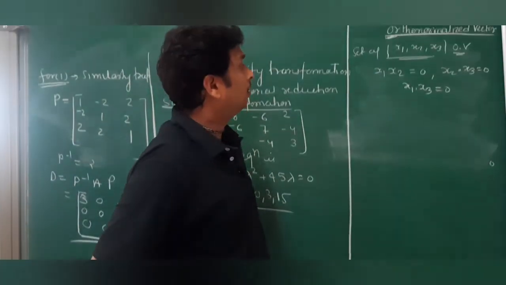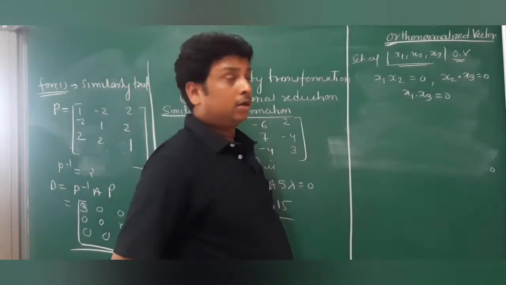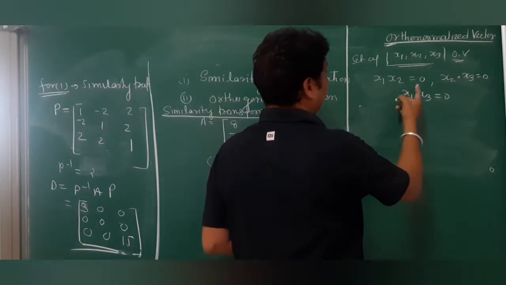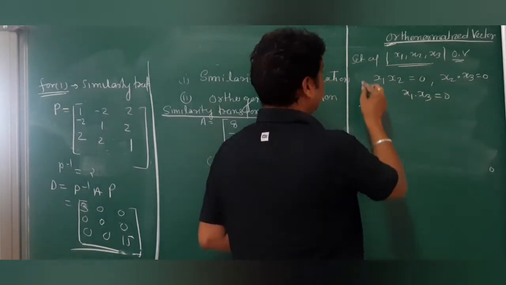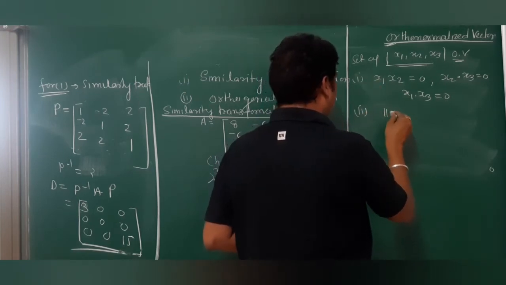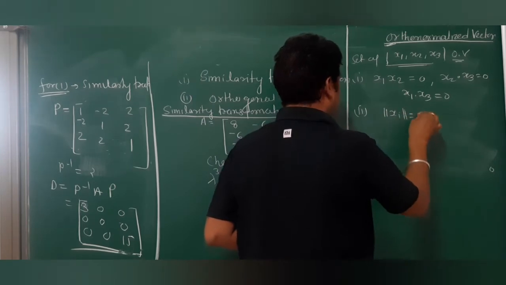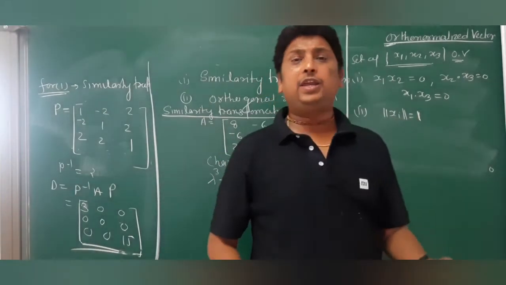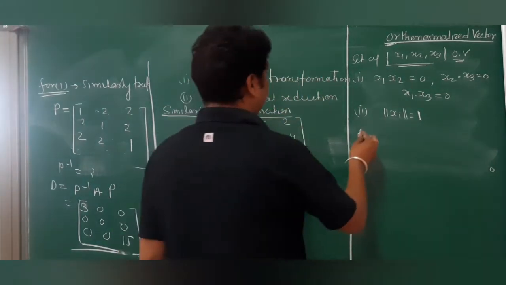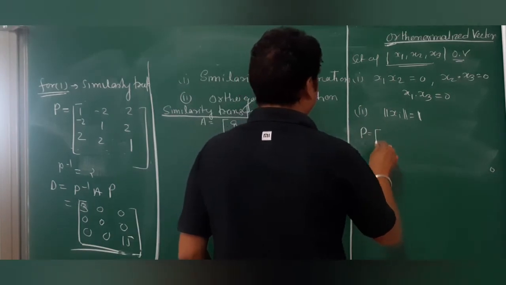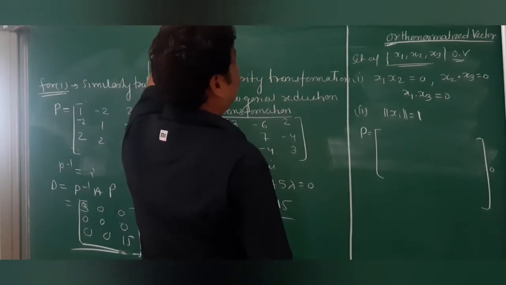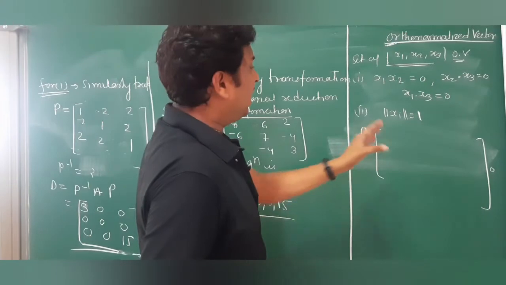It means this part already over for this question. Second part is, if vectors are orthogonal to each other, then second, norm of xi should be 1. Norm 1 means how we make any vector unit vector? Just divide vector by its norm. So for this question, what is your P matrix? Already they are pairwise orthogonal. So divide each vector by norm and write here.